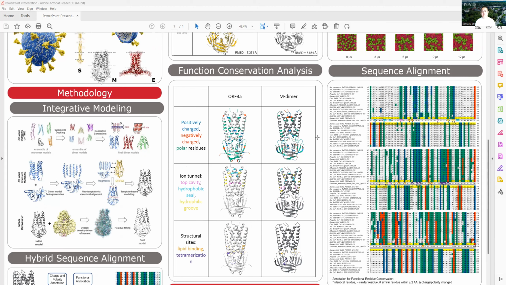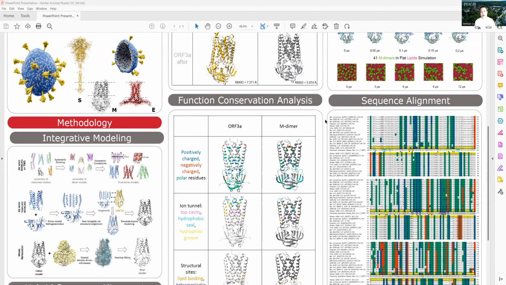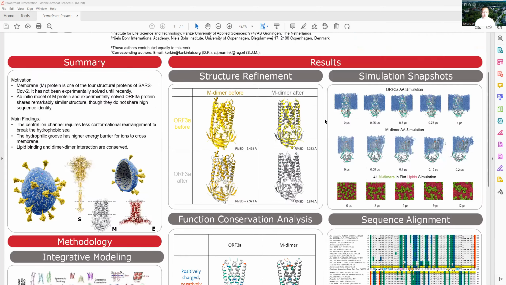In the results section, I want to first share the structure comparison between M-dimer and ORF3a before and after the structure refinement procedure. We superpose the two structures before and after the refinement procedure, and we observe that the overall RMSD across all residues are very similar before and after the refinement.